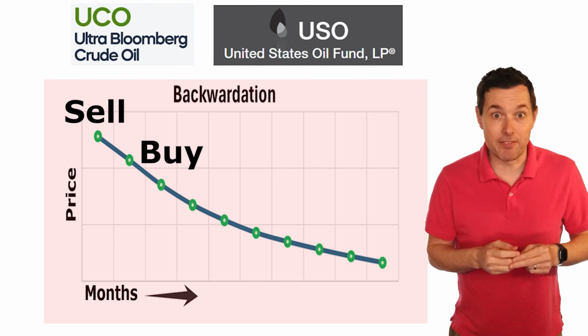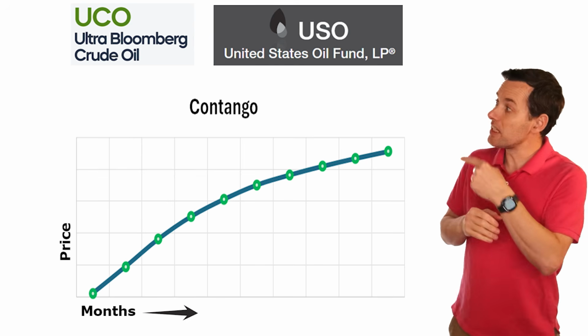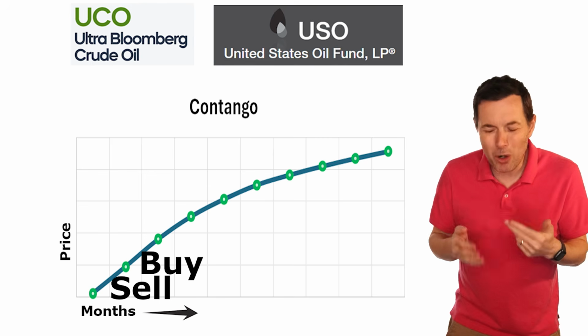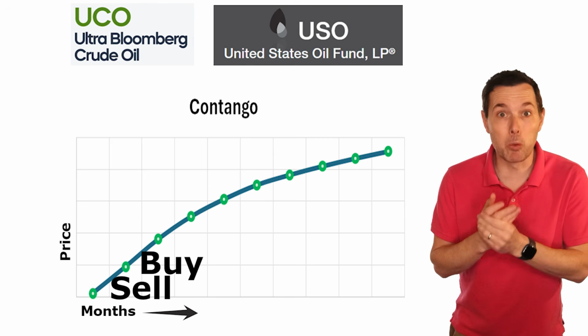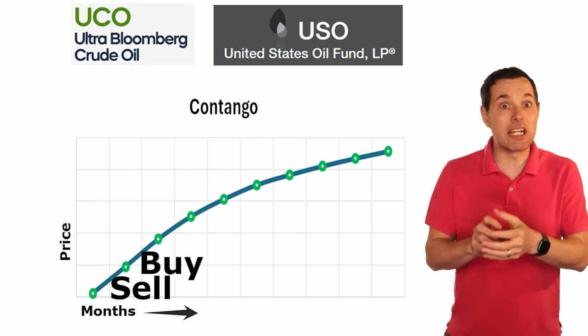Picture the exact opposite of this, where the futures market is in contango. Now the fund sells the initial month and then they buy the next month. When they roll it over, they would be getting a slightly worse price. So again, that's tougher for them from a managing an ETF standpoint.